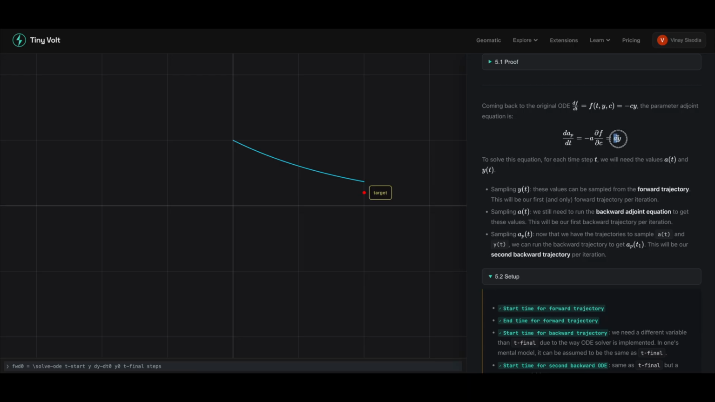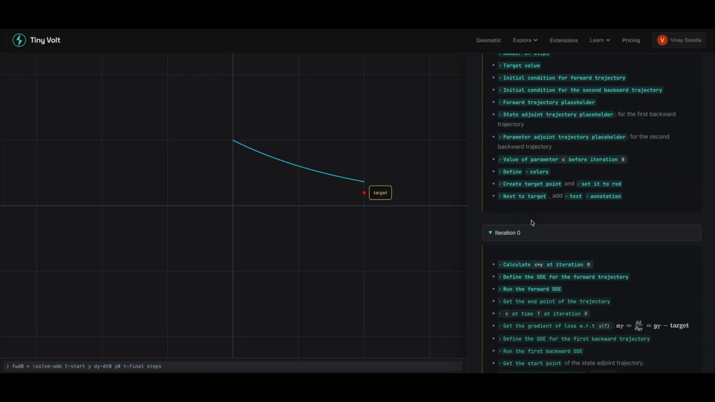So in order to be able to obtain a at any given point in time t, we first need to draw a backwards in time trajectory for a, and once we have that, we'll be using these two trajectories to obtain these two values, and then we will run a third trajectory which is also going to be backwards in time to obtain the gradient with respect to c. So let's see what that looks like.